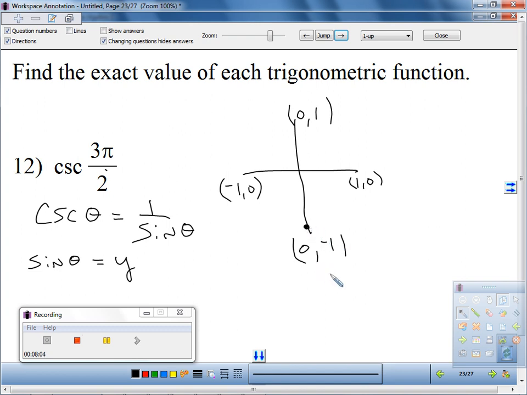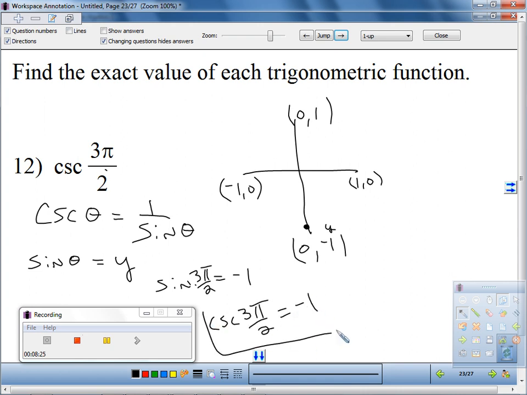Now our y value is negative 1. So sine of 3 pi over 2 is equal to negative 1. Well, the inverse of this is going to be negative 1 as well. So cosecant of 3 pi over 2 is equal to negative 1 as well. Now, if you wanted to go through the process, you can make it a fraction and flip it, but you're still going to end up with negative 1.